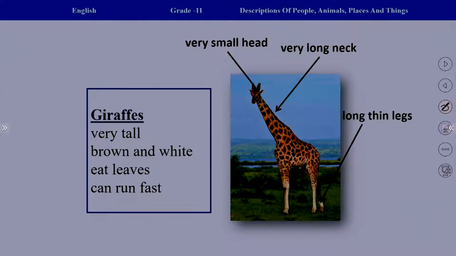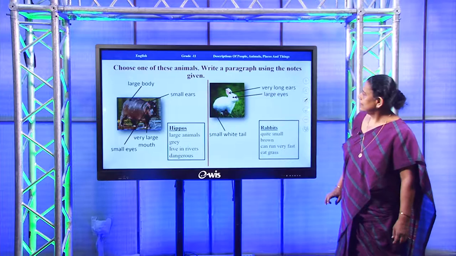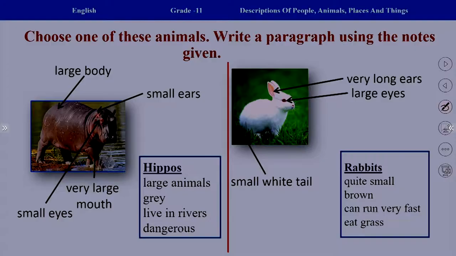Let's have a look at the other pictures. Right. Look at the rabbits. Yes, you can see the picture of a rabbit. Very long ears. Large eyes. Small white tail. What is given in the box? Quite small. Brown. Can run very fast. Eat grass.